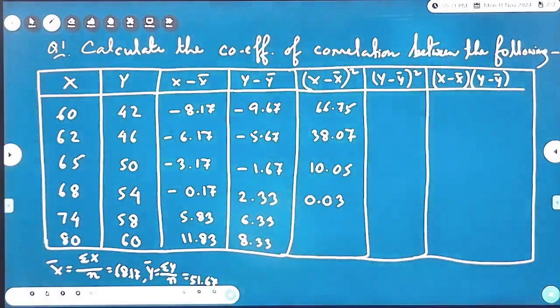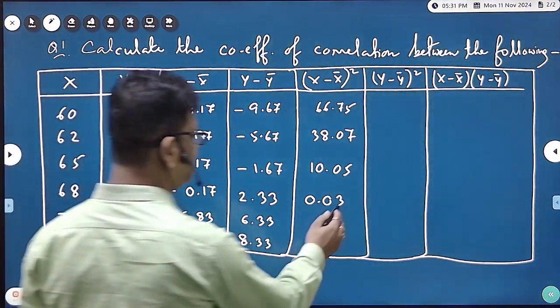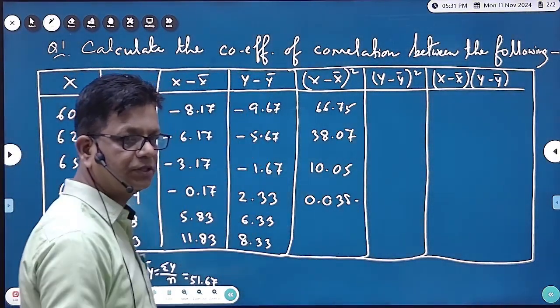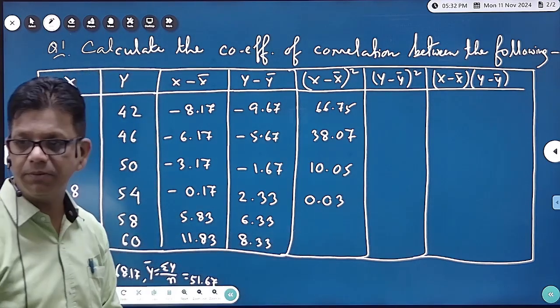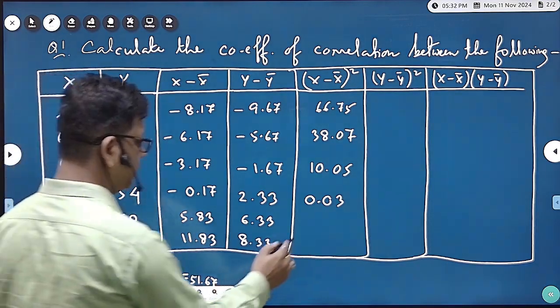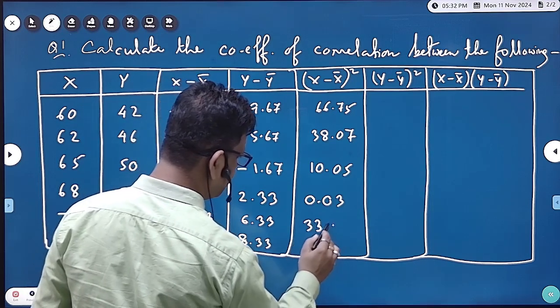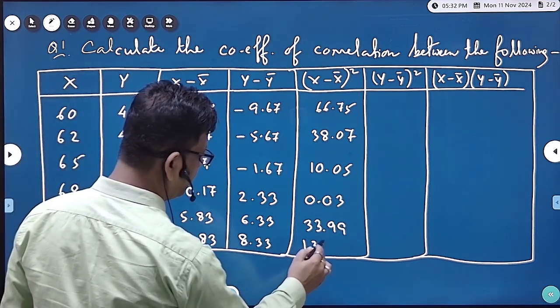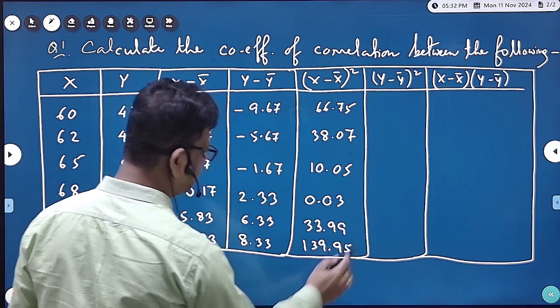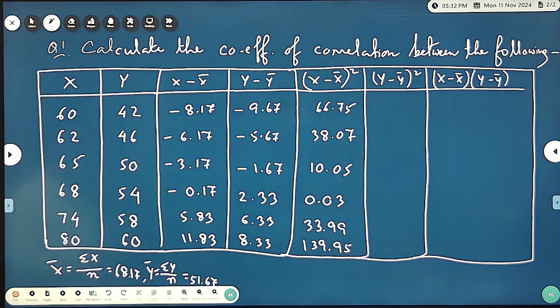Okay? So many other digits will come. We round off to 2 digits after the decimal. Done. Okay, keep doing. What is this number? 33.99. Okay, and this one, 139.95. Find the next one yourself now. And the last one, x minus x bar and y minus y bar, you just need to multiply.